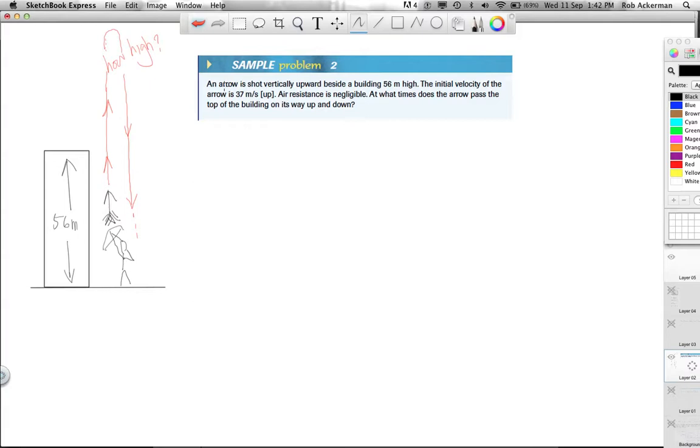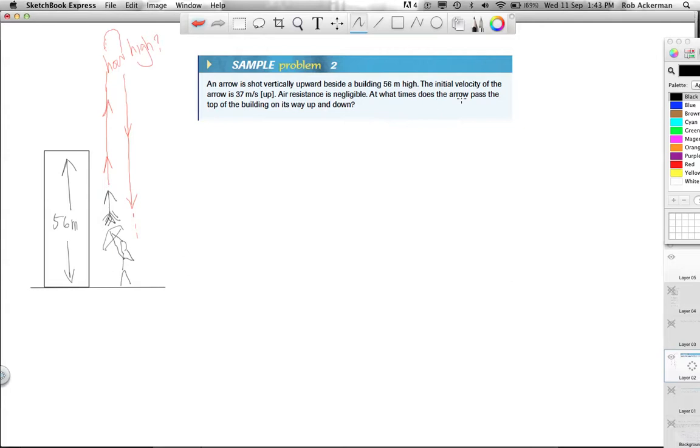They say an arrow is shot vertically upward beside a building 56 meters high. So here's the diagram and my pretty terrible attempt at drawing some guy who's firing an arrow. This is why I'm not an art teacher, this is why I'm a physics teacher. But anyway, the initial velocity of the arrow is 37 meters per second up. Air resistance, again, is negligible.